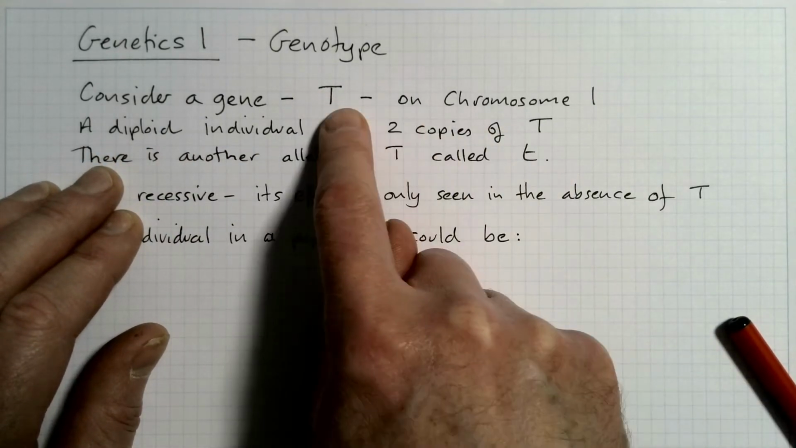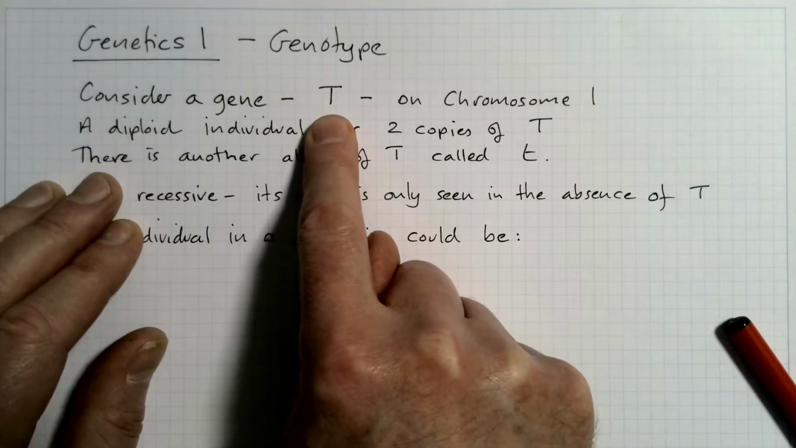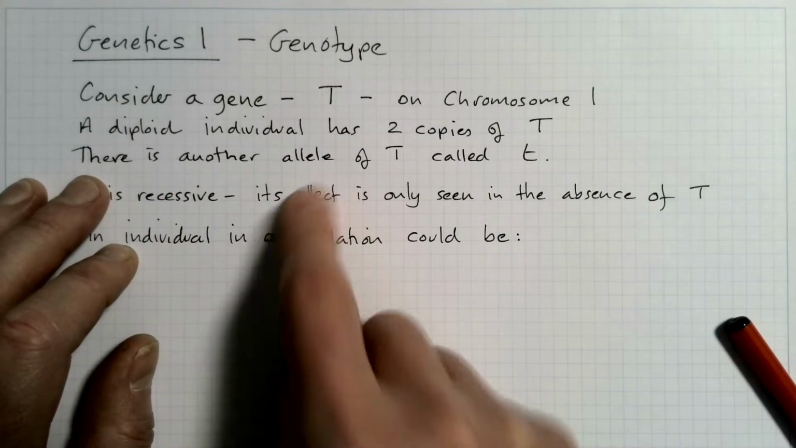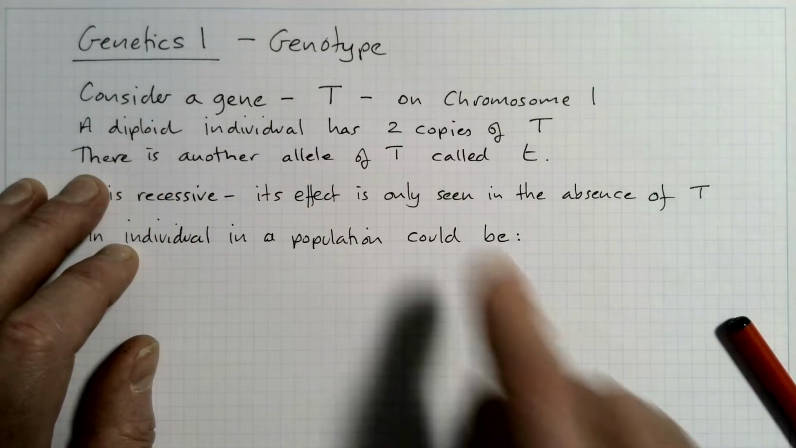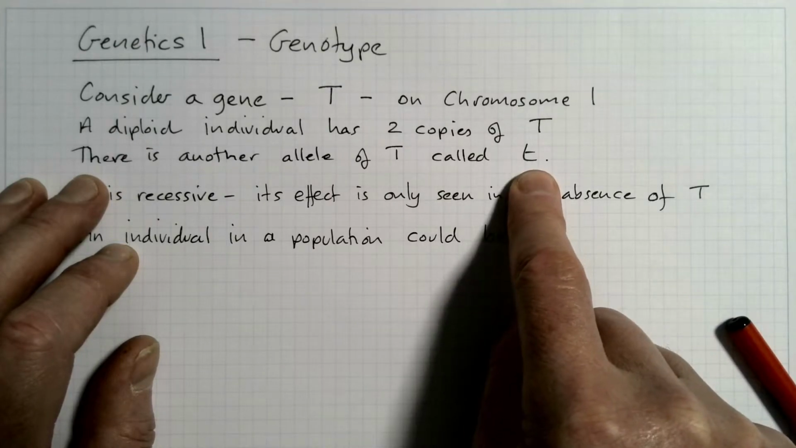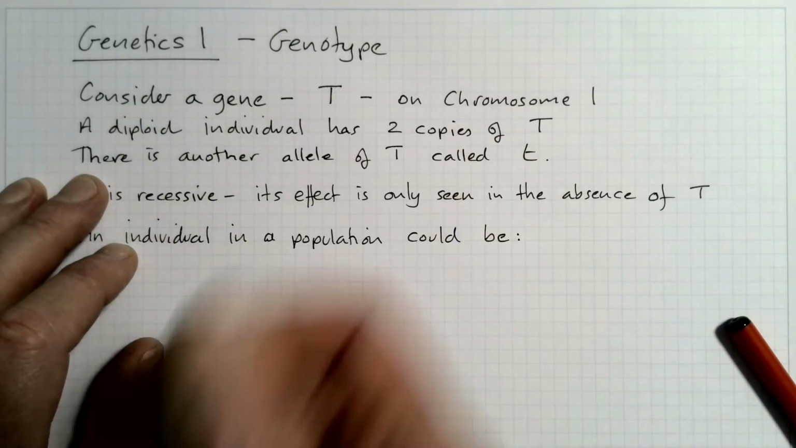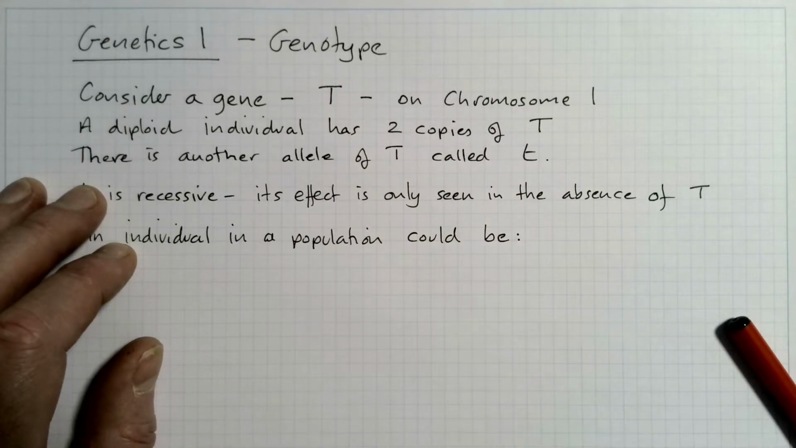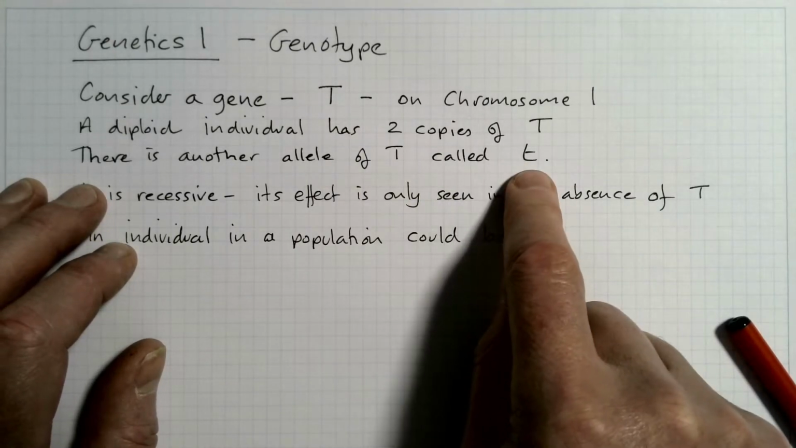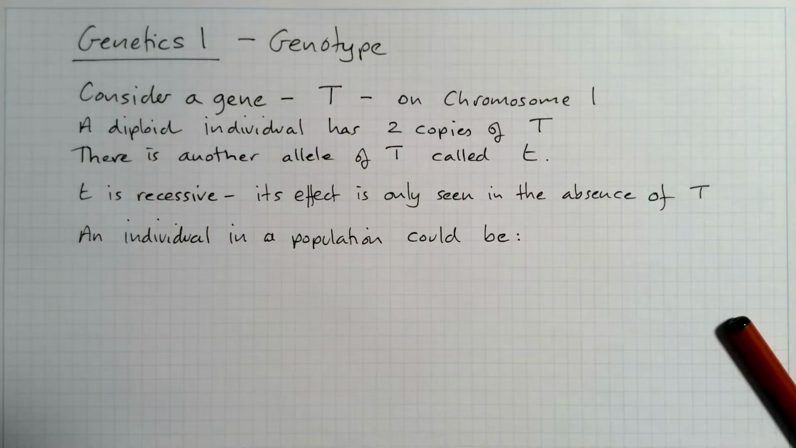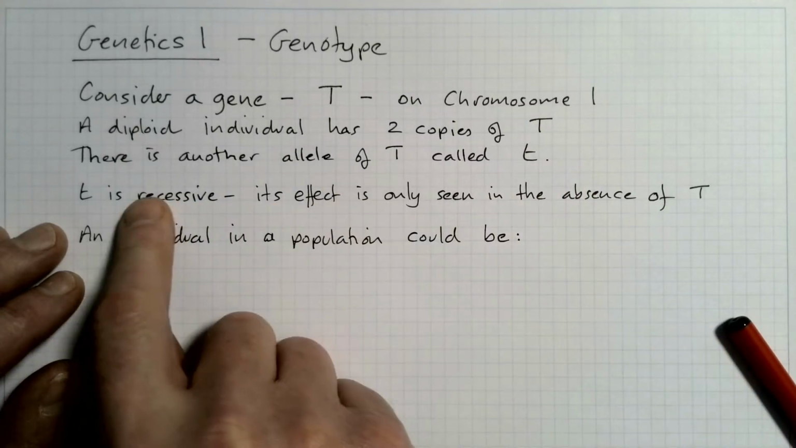Now we're going to call this big T, or capital T. Big T is the traditional way of referring to it. Because there's another allele, remember, a version of a gene, of T, and we're going to call it little t. Little t is the same gene as T, except it's got some kind of mutation in it, which means it's not as functional as T. For example, big T might make a long tail on a mouse, whereas little t might make a short tail. It might have a tendency for the tail to be not fully formed. We'll see how that works in a little while.